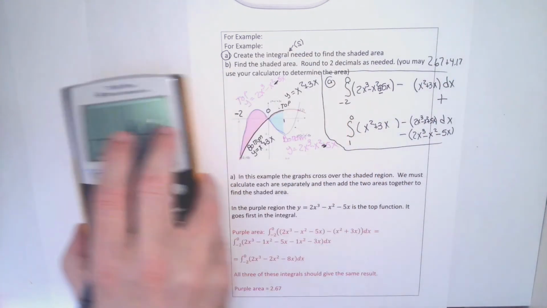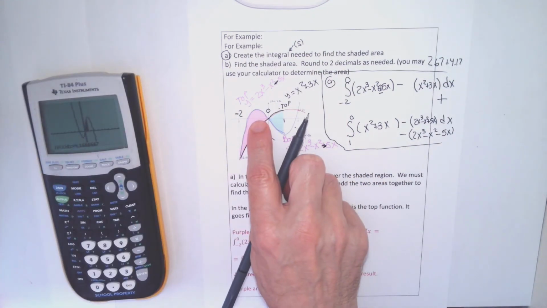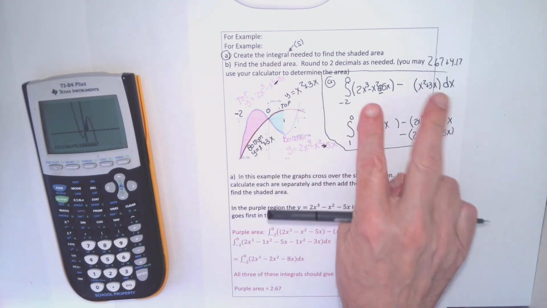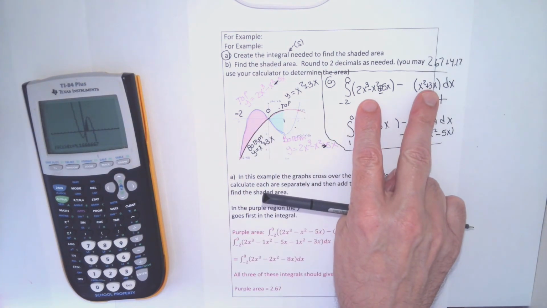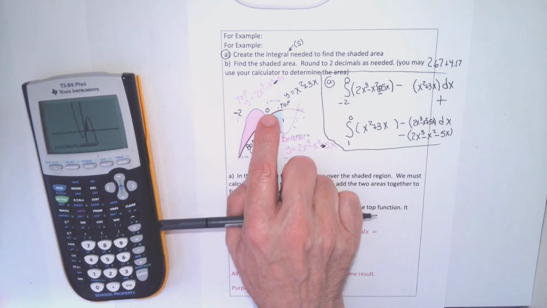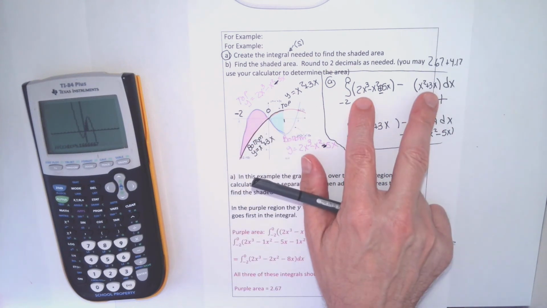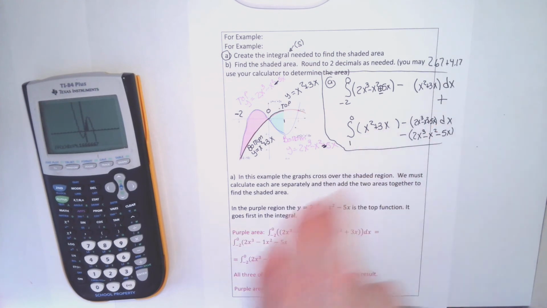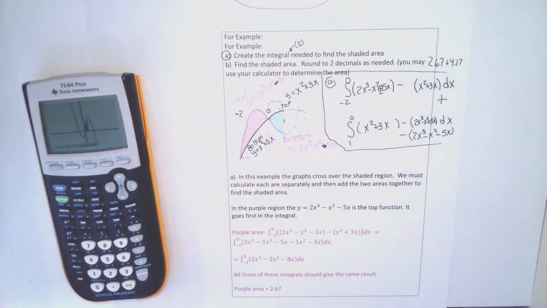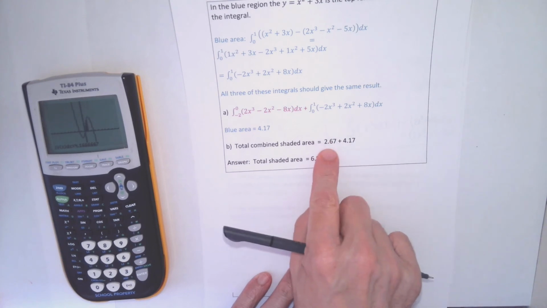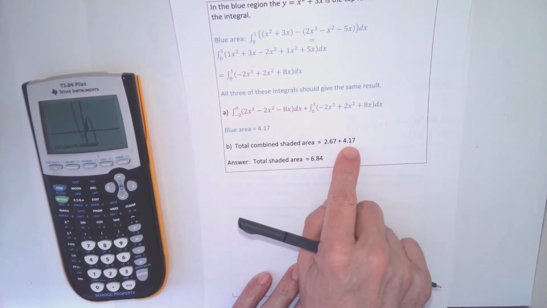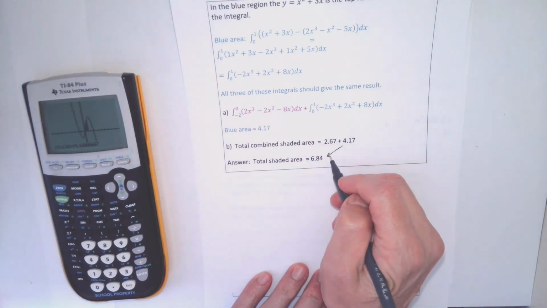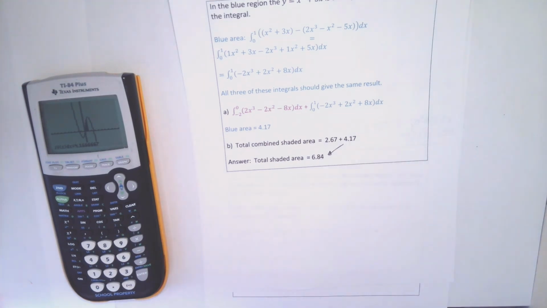So to get the total shaded area, I found this shaded area by subtracting the two integrals, fixing my sign error, going between negative 2 and 0, top minus bottom. To get that area, top minus bottom, between 0 and 1, I get two areas. The left one is 2.67, the right one is 4.17. When I add those, that's the combined shaded area.